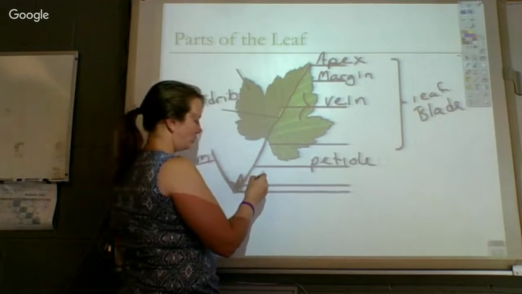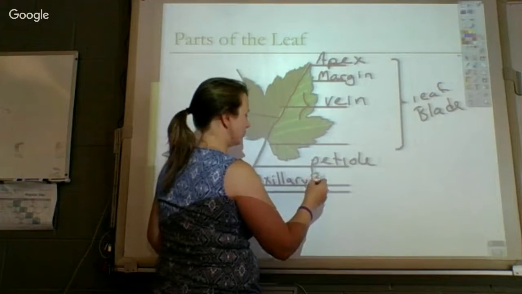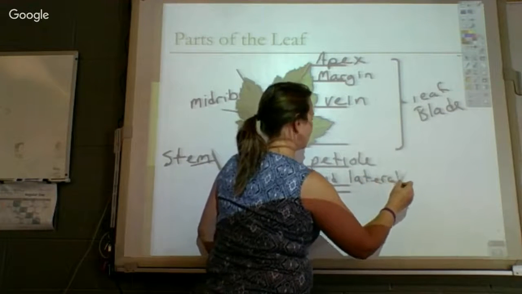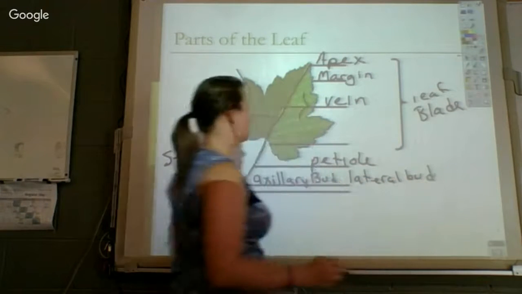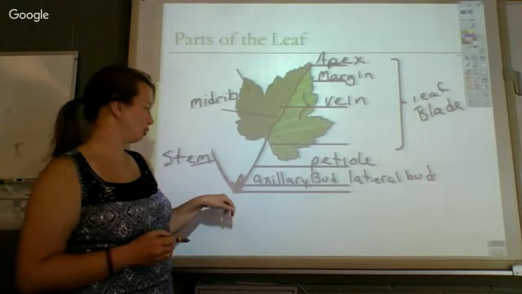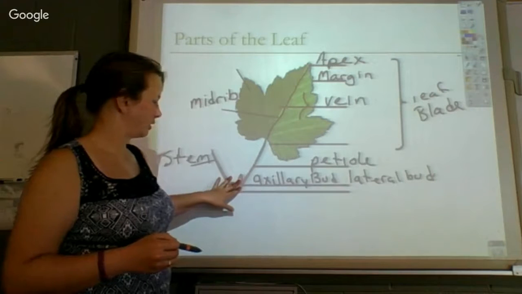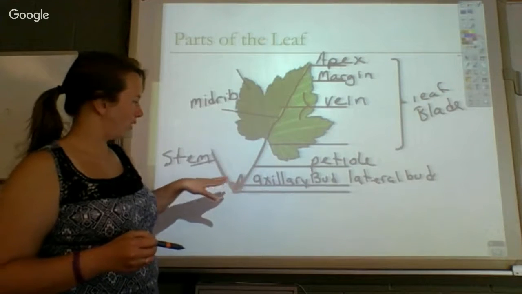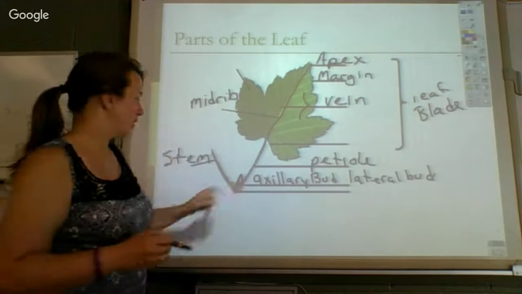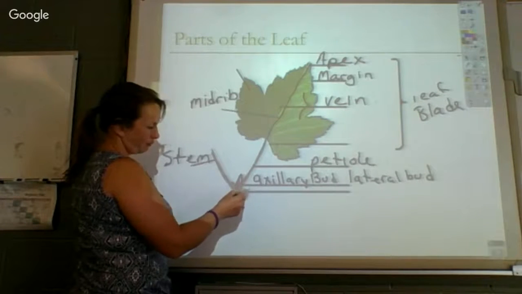That has two names: axillary bud, and some people will call it a lateral bud. Axillary or a lateral bud. That's more of a stem thing, which we'll talk about when we talk about stems and parts of stems. But it's important to know that when there's one axillary bud and one petiole, that's going to tell us something, and we'll get to that later on. Right below where the petiole touches, there's this sort of funny little structure right here. It's called a stipule.